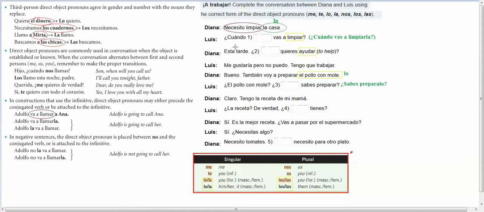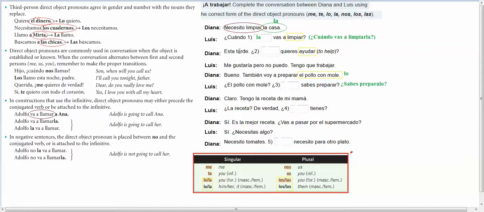So then Luis says, when are you going to clean it, meaning the house? Well, the it has to agree with the noun in gender and number. So there's two it's, there's lo and la. Casa's feminine, we're going to use la, and it's going to go right here. Cuando la vas a limpiar. However, they could have also said, cuando vas a limpiarla, because you can put the direct object attached to an infinitive, and there happened to be an infinitive in this sentence.